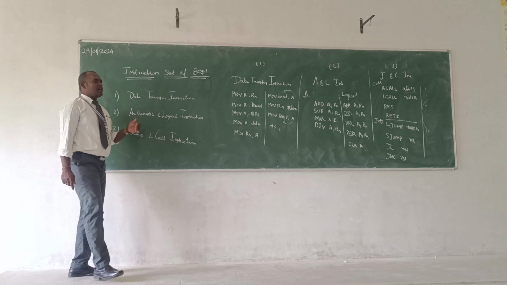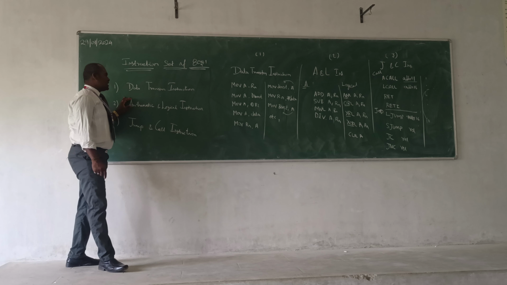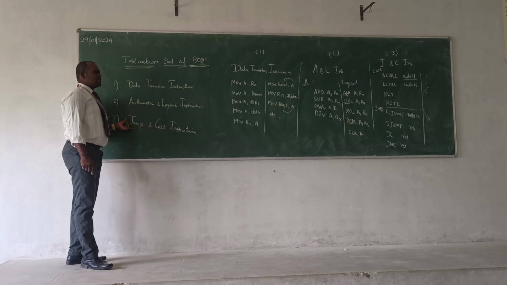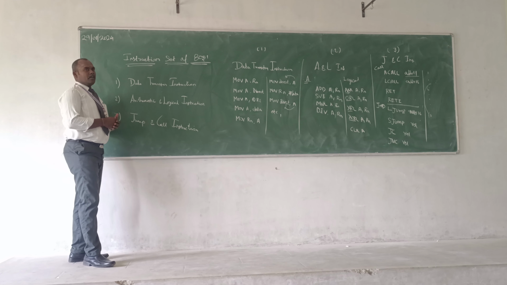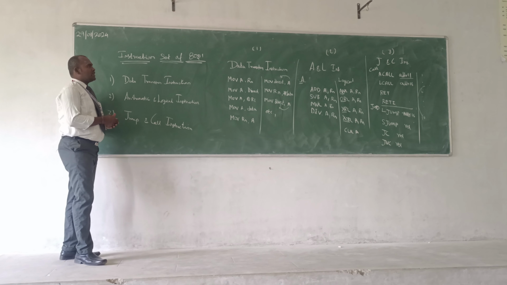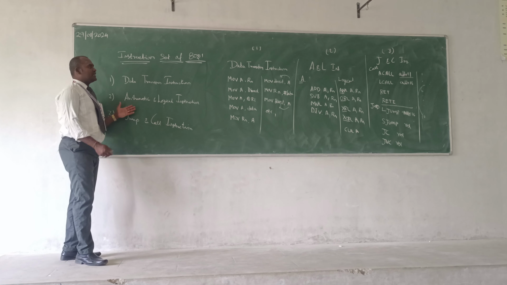It may be majorly classified into three categories: data transfer instructions, arithmetic and logical instructions, and jump and call instructions. Whatever coding you are going to write is divided into these three categories. From these three categories, we follow the instructions and write the coding according to the requirement.